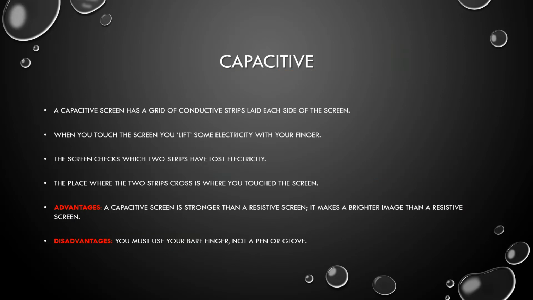All right. Now the second one, which is the most common in mobile phones, by the way, is capacitive. Now, a capacitive screen has a grid of conducting stripes. They're laid at each side of the screen. So if you imagine it, and they're much tighter than this. These are very wide grids here, just for speed for the explanation. So imagine it's like that.